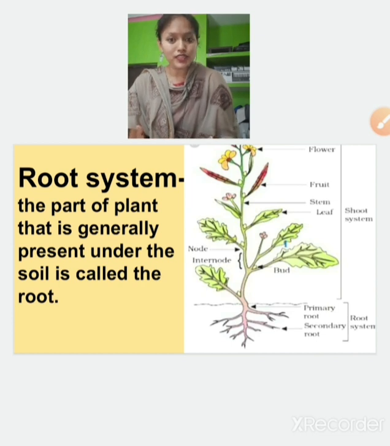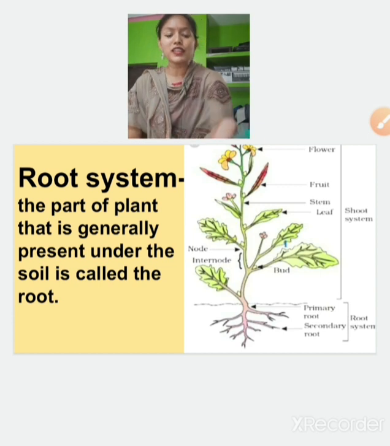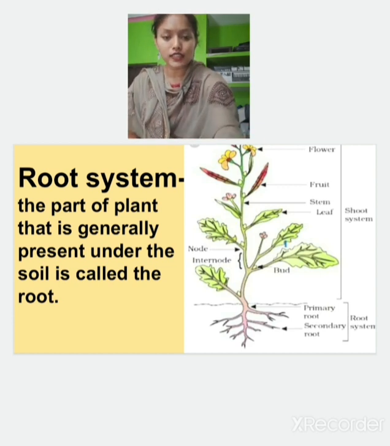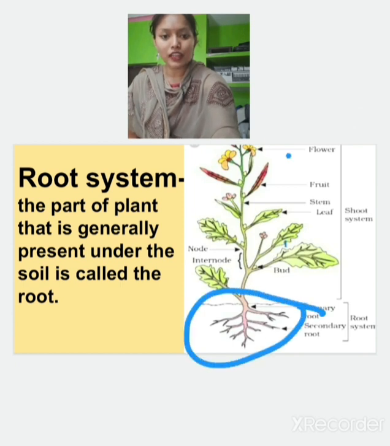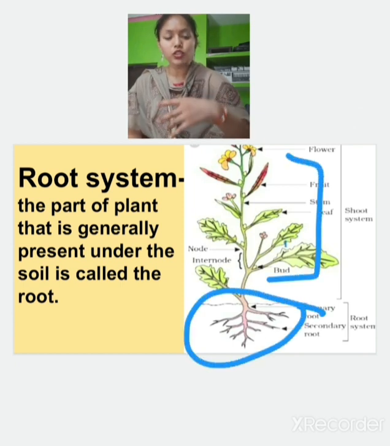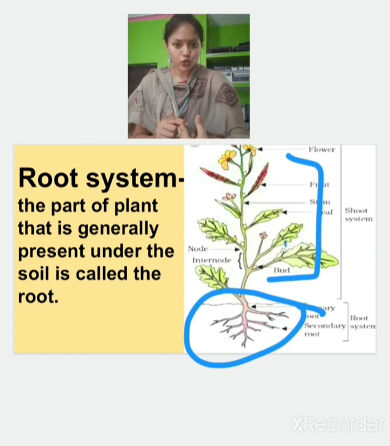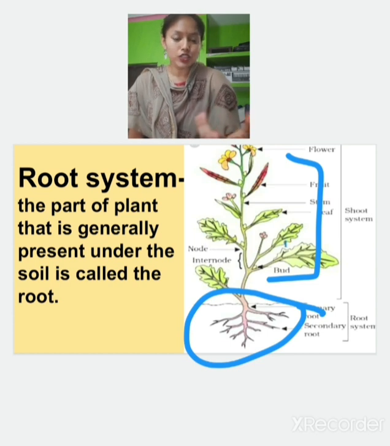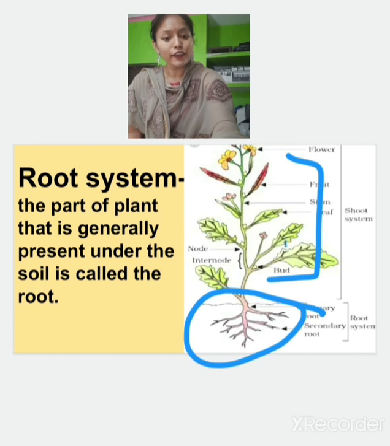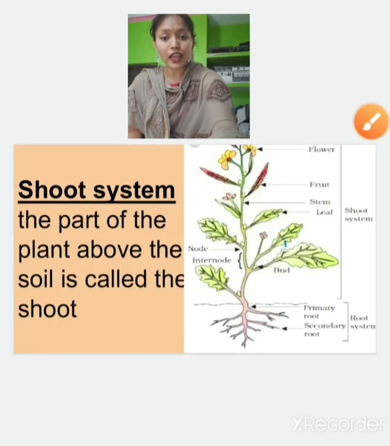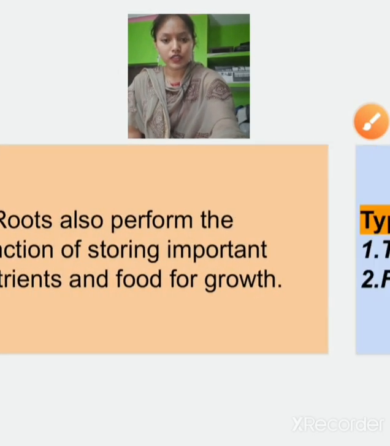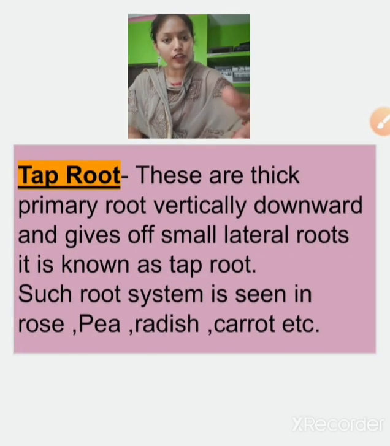So what was the root system? That part of the plant which remains under the soil is known as the root system. As you can see in this picture, this is the root system and the other one is the shoot system. So in the plants, two parts are there, the root system and the shoot system. We studied that in the root system, two types of roots are there, taproot and fibrous roots.